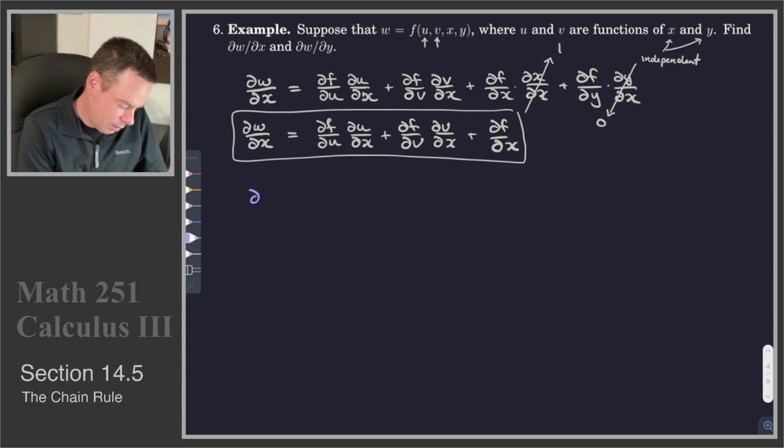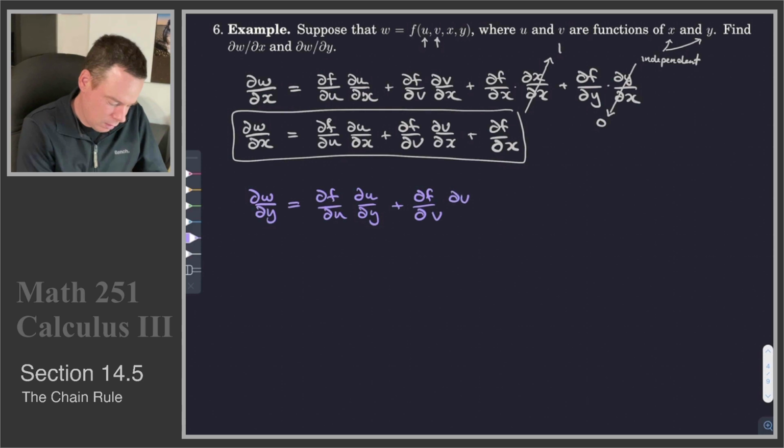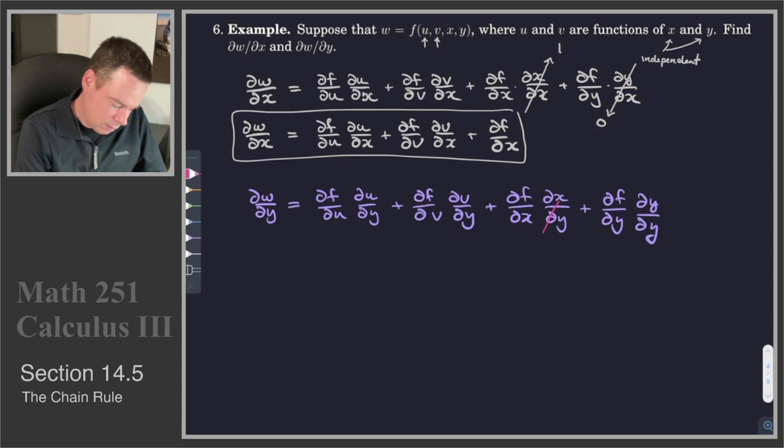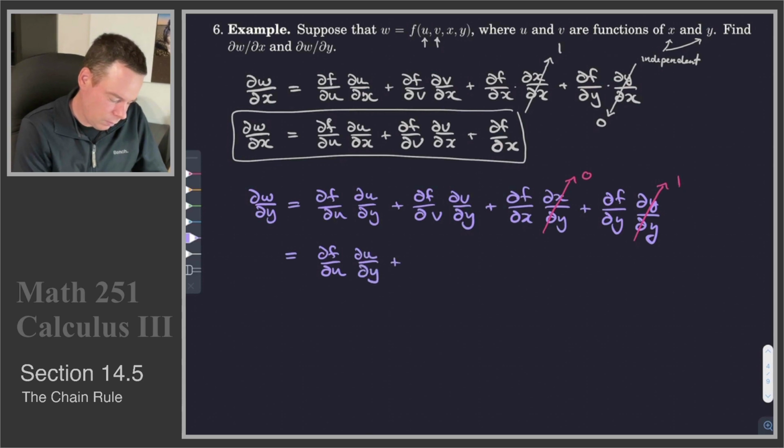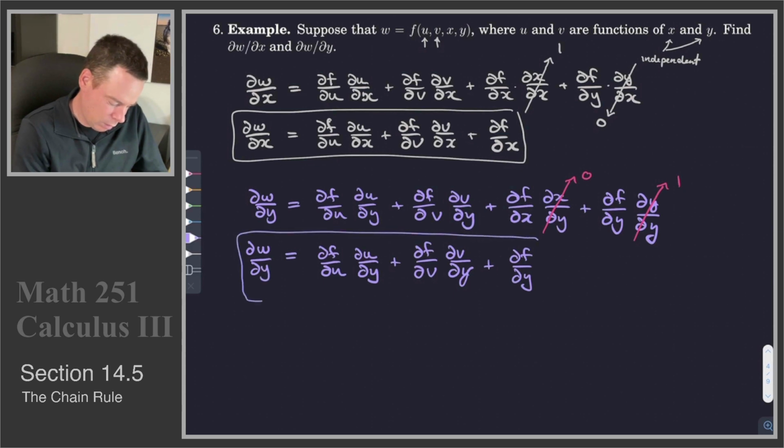Okay, let's work this one out. dw dy. That is df du du dy plus df dv dv dy plus df dx dx dy plus df dy dy dy. Okay, so that's the chain rule. dx dy is 0, dy dy is 1, and so this becomes df du du dy plus df dv dv dy plus df dy. And that's our partial derivative of w with respect to y.